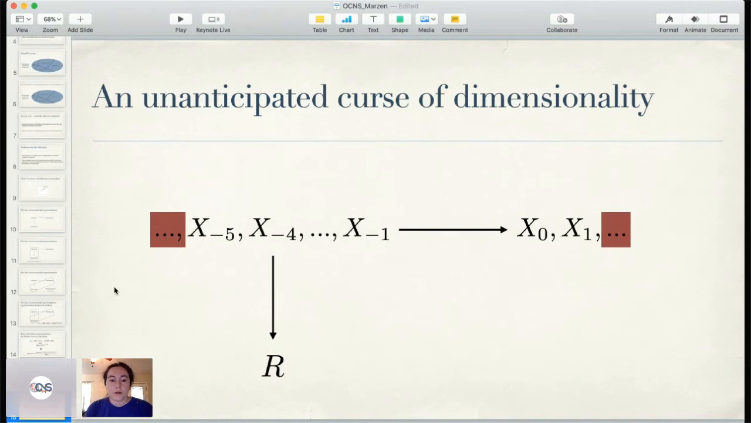Just replace neural spike train in the future with bars positioned in the future, and replace environment in the past with bars positioned in the past. So mathematically, these are very related problems.